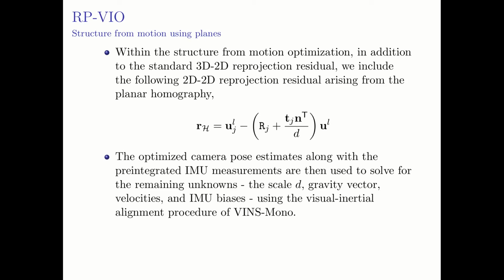In the initialization optimization, in addition to the standard 3D-2D reprojection residual, we include the following 2D-2D reprojection residual arising from the planar homography. After this optimization, the optimized camera pose estimates are aligned with the pre-integrated IMU measurements to solve for the remaining unknowns, the scale s, gravity vector, velocities, and IMU biases, that are required to initialize the visual inertial system.